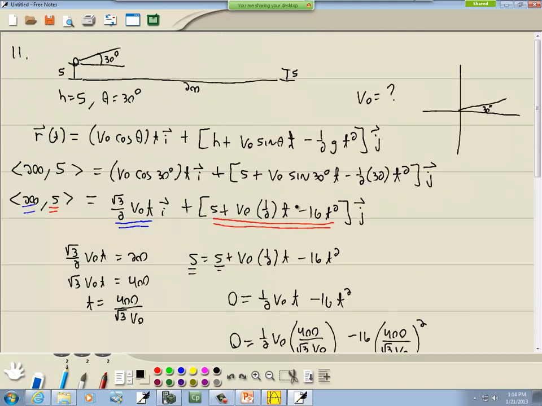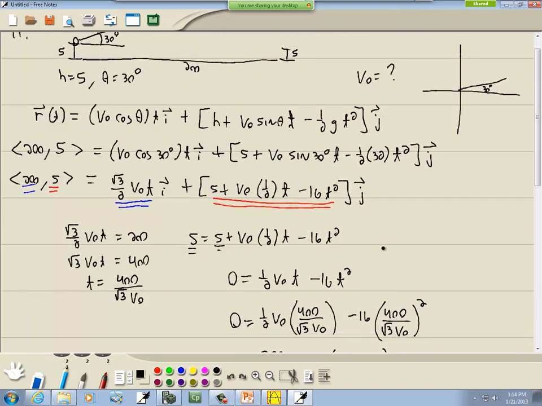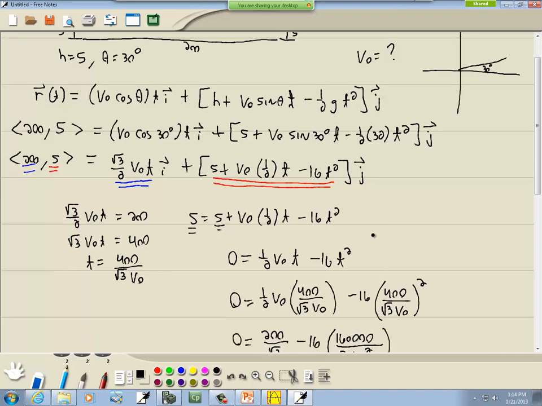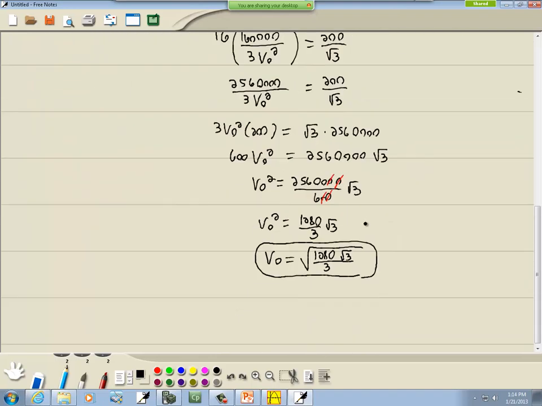Now I'm out of room here, so let me write down something. Okay. 1/2 t, 16t squared, v naught, square root of 1280 square root of 3 over, excuse me, 3. Okay. Let me save that.